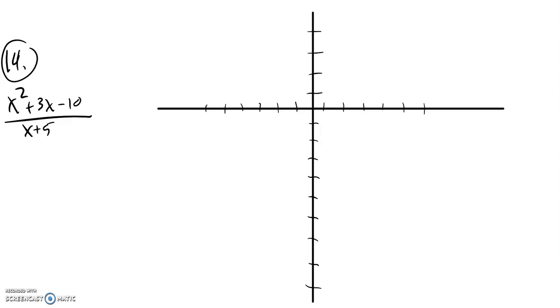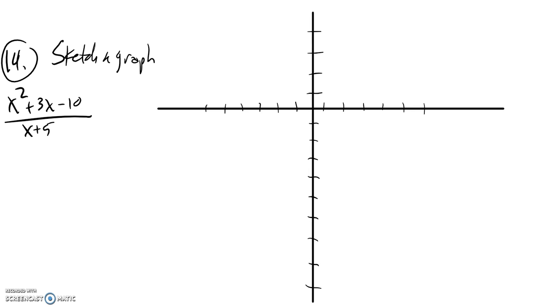This is Math 141, practice test number one. Problem number 14, and we have been asked to sketch a graph of this equation. Taking a look at this, I could start to do all of the analysis: it doesn't have a vertical asymptote, and it looks like there's a horizontal asymptote at -5.